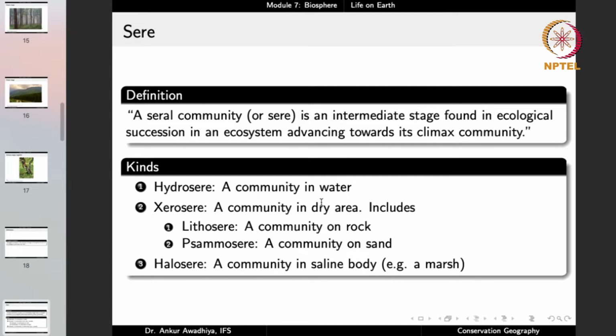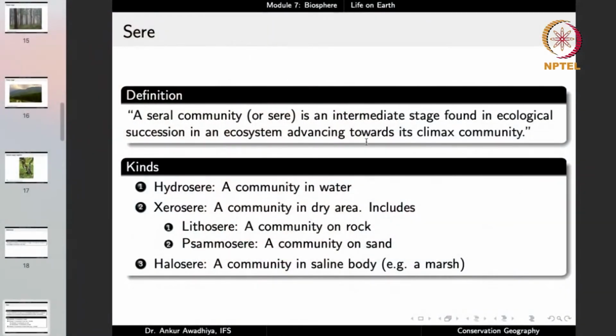And when we talk about these stages, they are known as the seres. A serial community or a sere is an intermediate stage found in the ecological succession in an ecosystem advancing towards its climax community. So when we say that in the process of ecological succession we had the herbaceous stage, the herbaceous stage is referring to the sere or the serial stage, because it is an intermediate stage in the ecological succession in a community, moving from the primitive community up to the climax community. So any intermediate stage found in ecological succession is also known as the sere or the serial community.